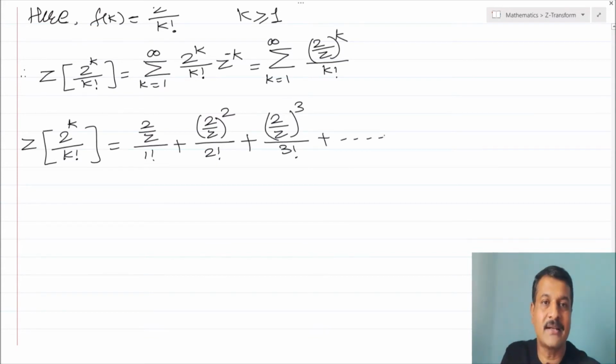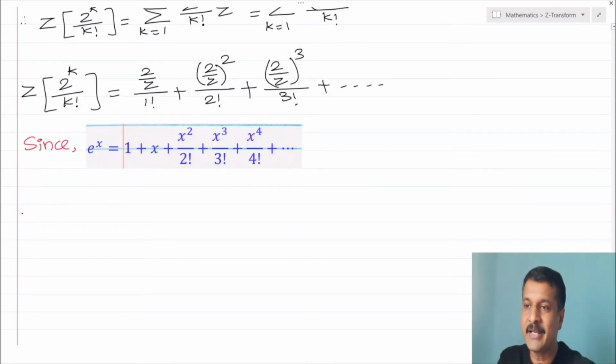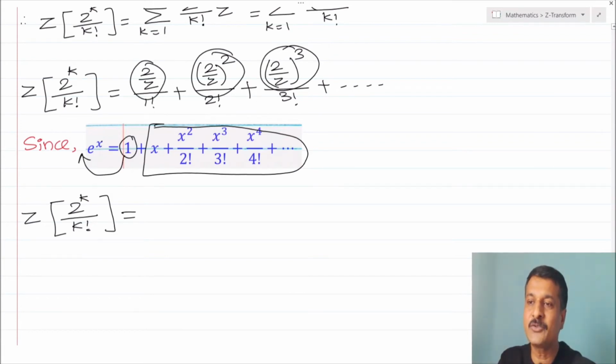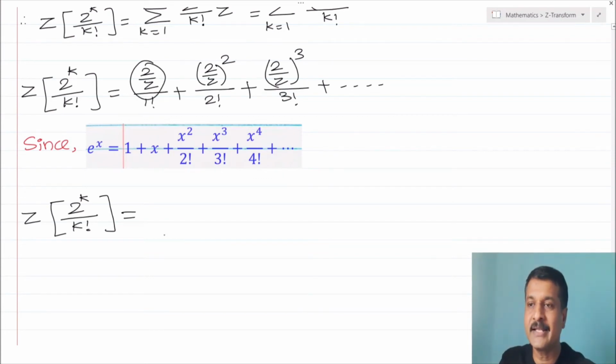Again using the same standard series, that is e raised to x, I am getting the Z transform of 2 raised to k upon k factorial equal to 1 plus x plus x square upon 2 factorial plus x cube upon 3 factorial, and so on up to infinity. If we consider 1 on this side, it is e raised to x minus 1. So what is x here? x is nothing but 2 by z, and that is why I am getting e raised to 2 by z minus 1, which is your required answer, or required Z transform.